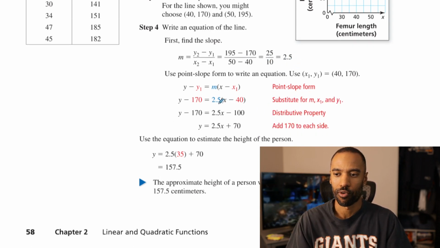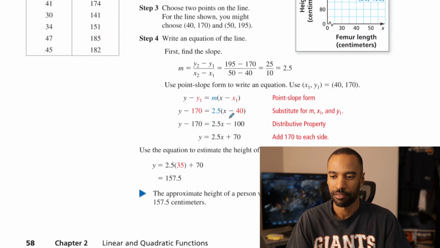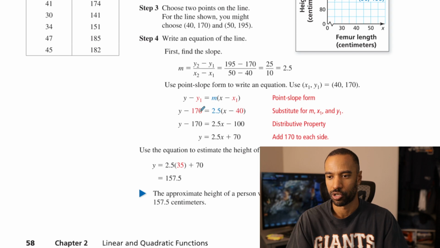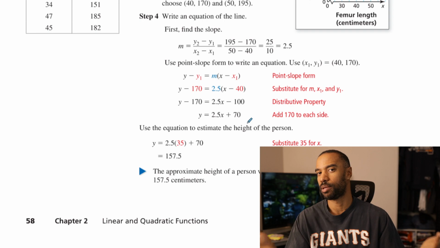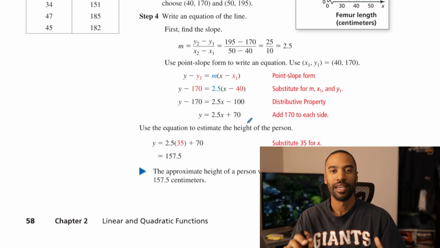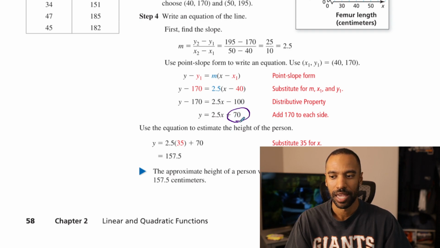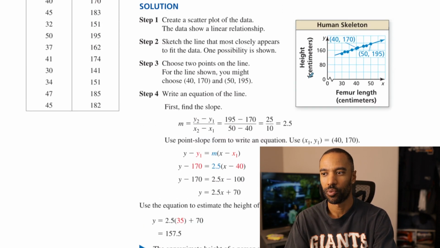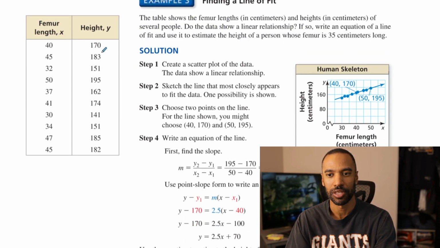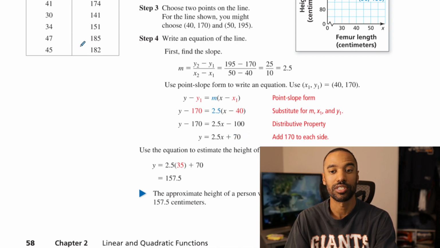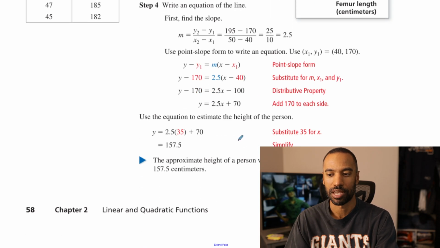And then they used point slope form with a given point that was on their line, either 4170 or 5195. When in doubt, go for the smaller numbers or the ones that multiply best. And then they got a y-intercept for themselves. Now, the y-intercept is a true extrapolation of your data, and it's kind of a weird number as well, because if you interpret the y-intercept, and not that we're doing it here, what that means to us is a person with 0 centimeter femur length would still have a height of 70 centimeters.